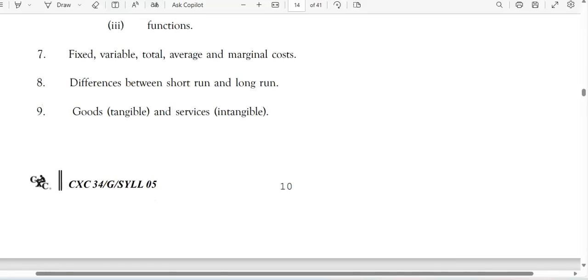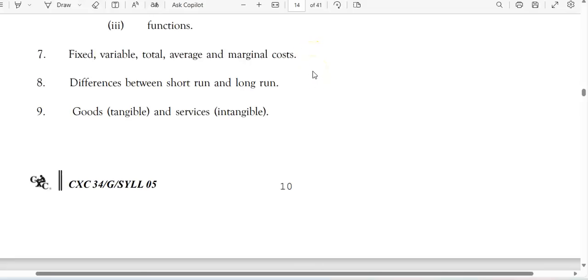Now, the cost of production refers to the expenses a firm takes on to produce goods or services. These costs are typically grouped into several categories. As the syllabus says: fixed costs, variable costs, total costs, average costs, and marginal costs. Now we're going to look at each one of them.